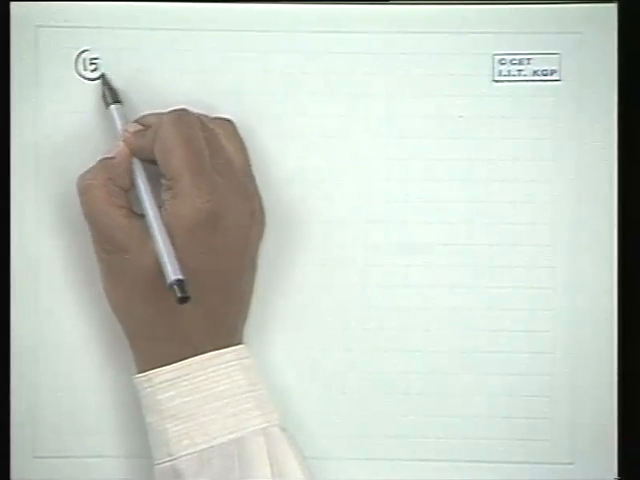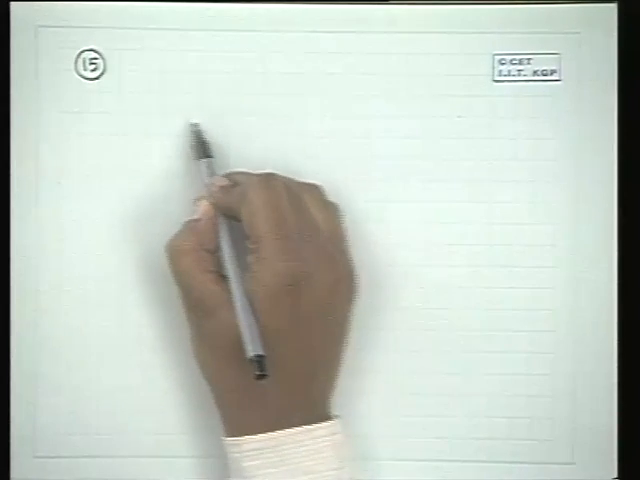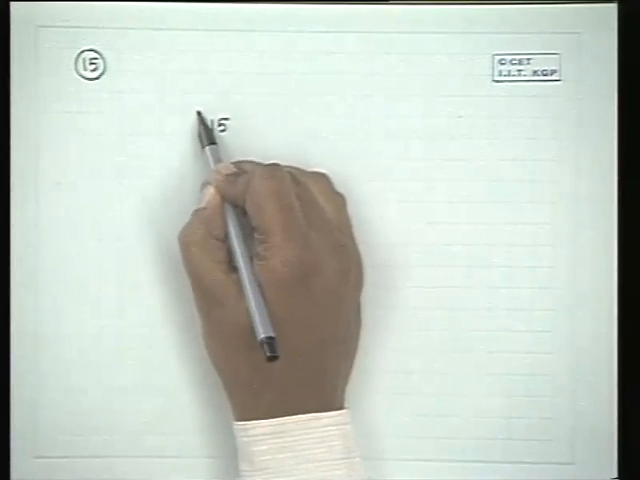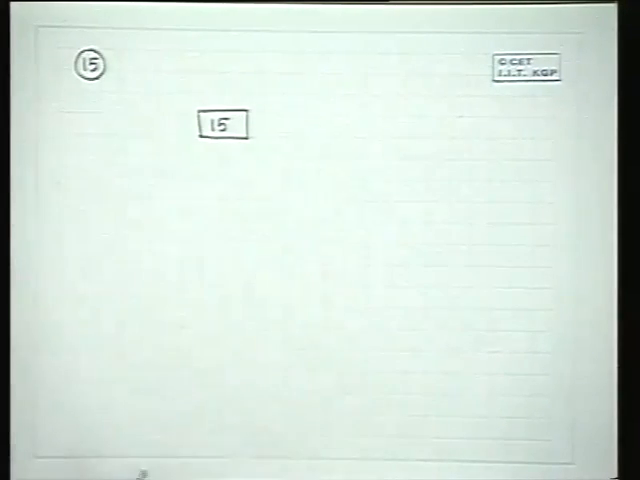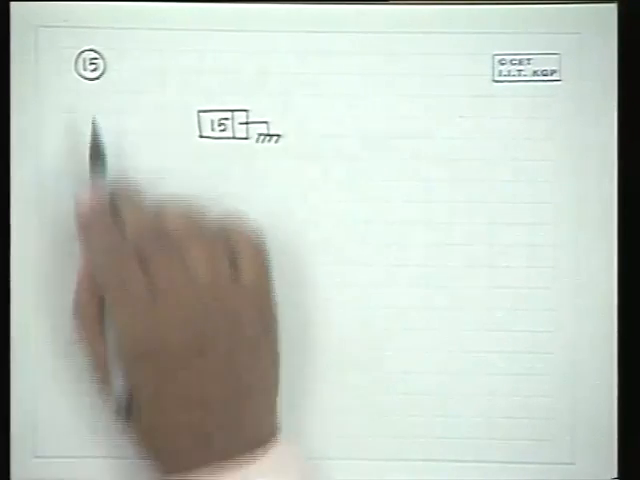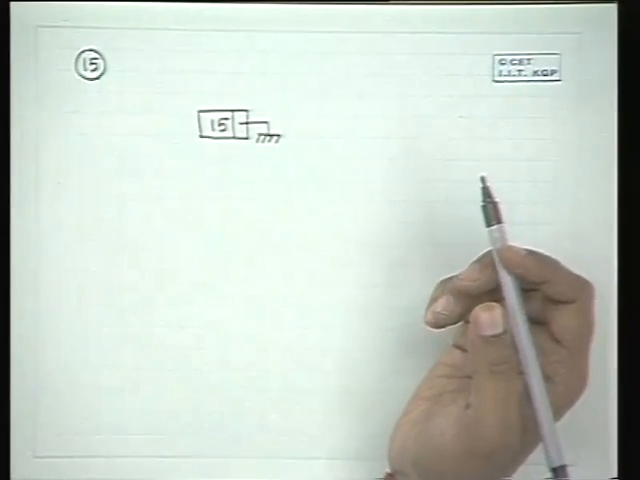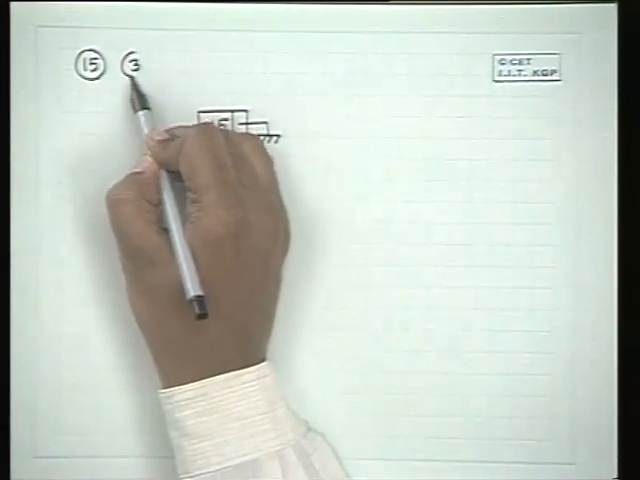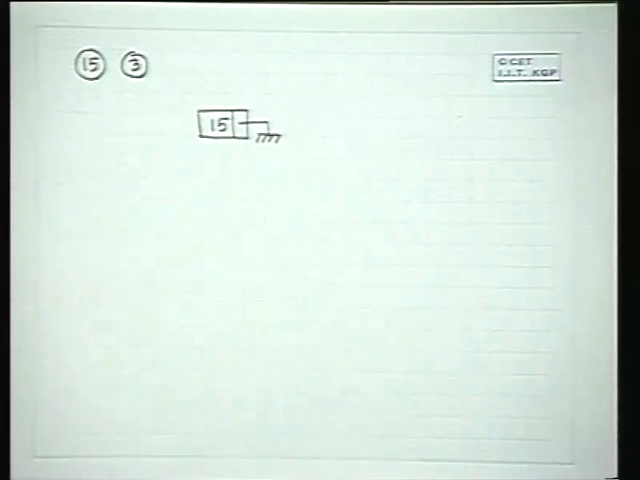Suppose the first number that comes to us is 15. In an unordered list, we would store 15 like this. Both unordered and ordered like this. So when the first number comes, that's all we do. Now suppose another number comes, 3. These are all insert operations. I am giving you a sequence of insert operations.